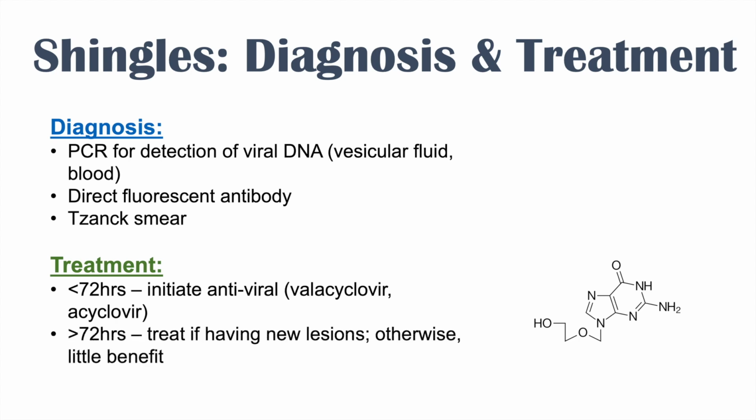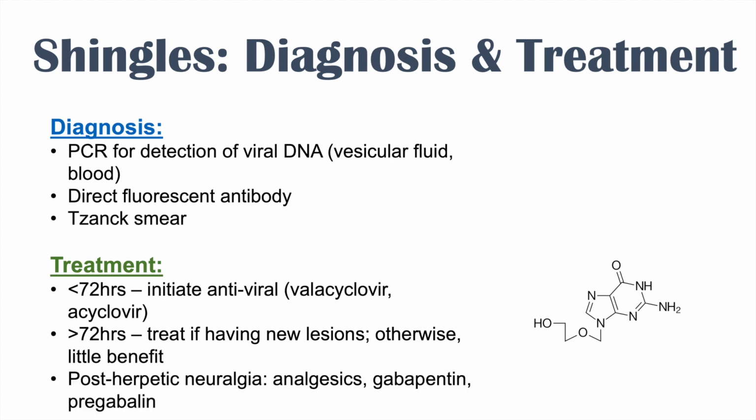If it's greater than 72 hours, we can treat it if they're still having new lesions. But otherwise, if they're not having new lesions, the lesions are involuting, and it's been greater than 72 hours, it's of little benefit at that time, because it's a self-limiting infection. But if it's before 72-hour time period, we can treat it with an antiviral. And in the case of complications of shingles, like post-herpetic neuralgia, we can use analgesics, gabapentin, and pregabalin. So those are good medications to treat that neuropathic pain.